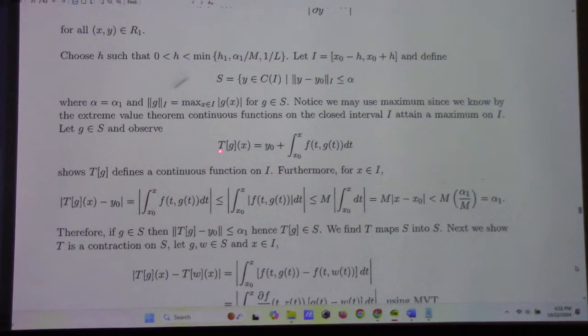And once more, we're looking at T of g of x is equal to y naught plus the integral from x naught to x of f of t comma g of t. These things are all given, so we can define T as such. And as I explained at the start of class, finding a fixed point for T is tantamount to solving the differential equation. So if we can show that there's a fixed point for T, then that fixed point solves our differential equation.